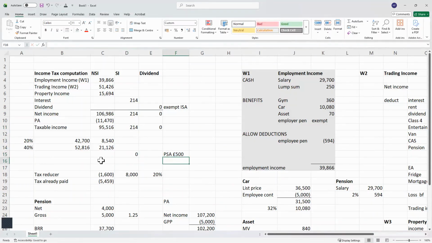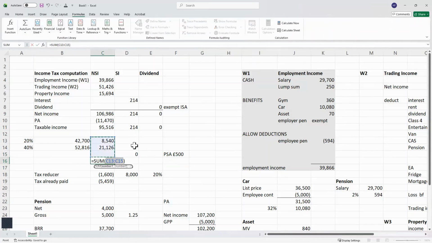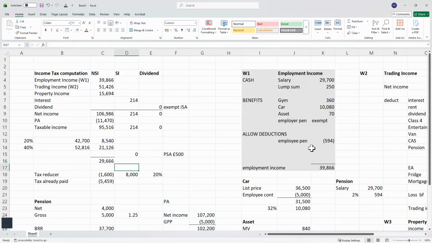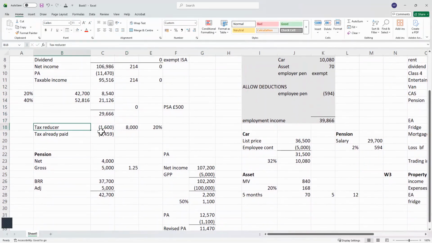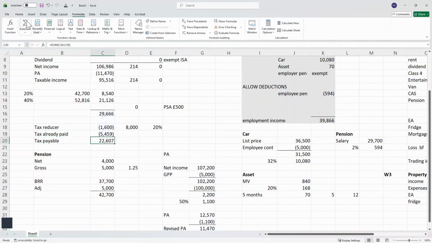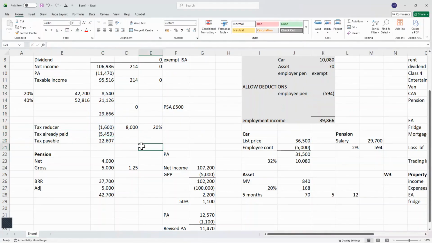So we've now calculated the income tax. We know that income tax will only be payable on the non-savings income. So we've got an income tax liability of £29,666, and we'd already factored in earlier that we've got the tax reducer on the mortgage of £1,600, and we can see we have capacity to deduct that, so that will not be restricted any further. And then we've got the tax already paid under pay as you earn. So if we deduct these two amounts, that will then give the tax payable now for Harvey, which is £22,607. So that gives our answer to part C of the question.